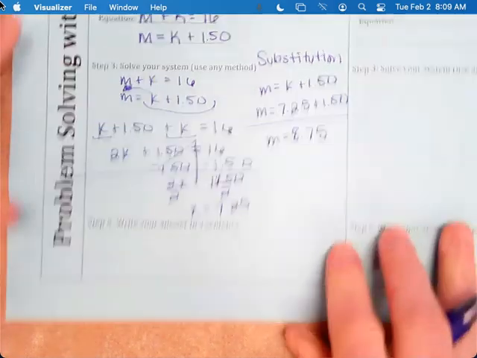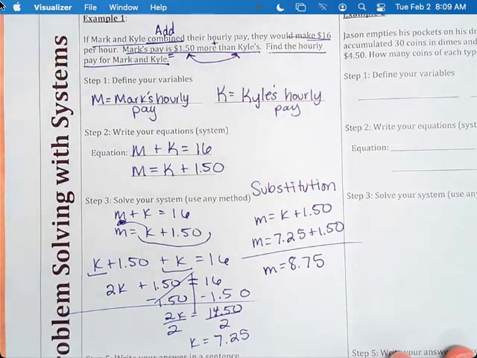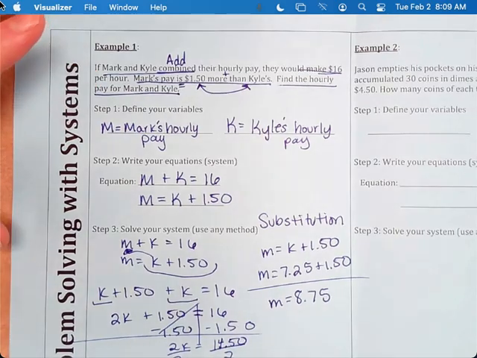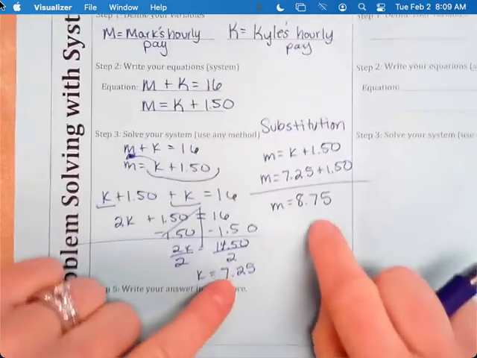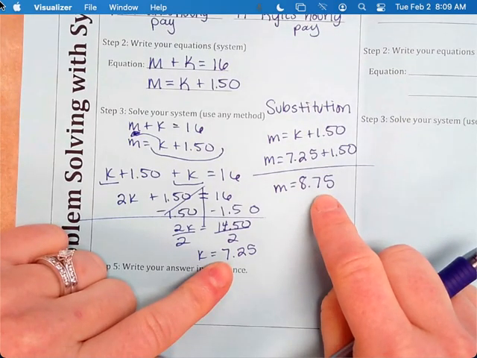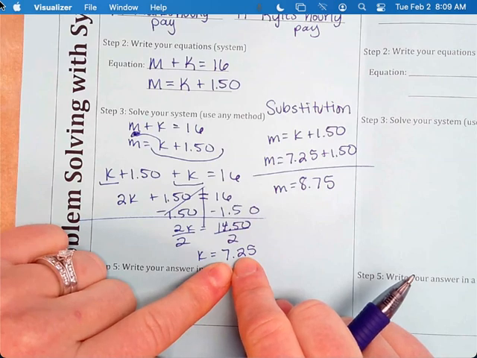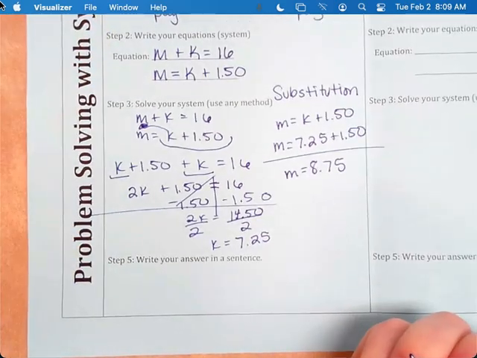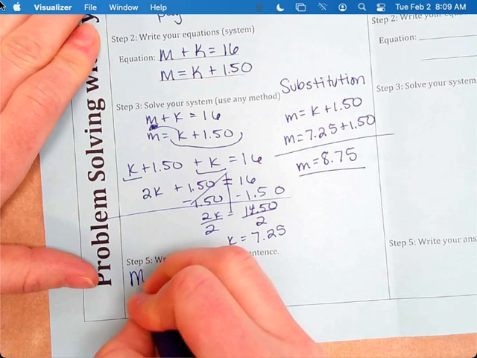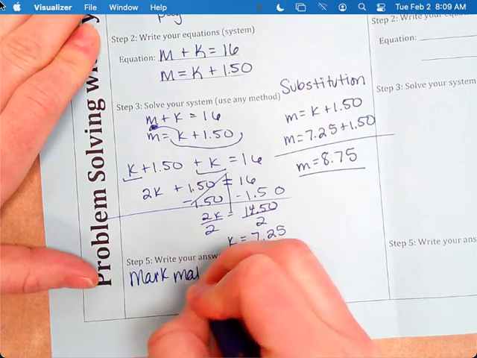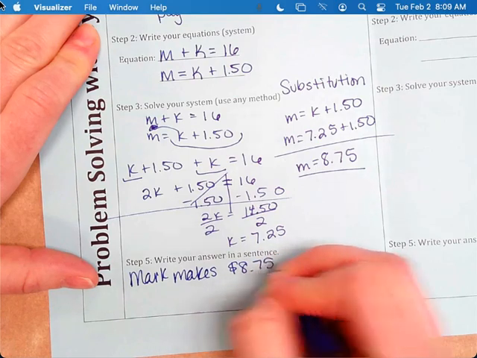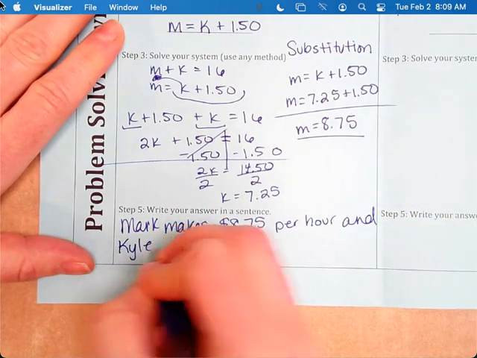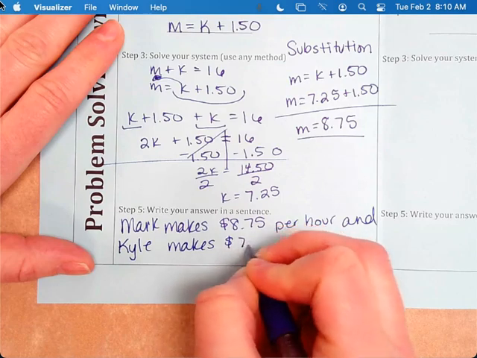So it's $1.50 more, which goes right along with what it said here. And then we just write it in words and make sure that it really, truly does make sense in here. Combined is $16. If we add these together, does that make $16? Yeah, you would take the 75 cents and the 25, making $1, making that 8 plus 8, 16. And then this is $1.50 more. Okay, so now we need to write it in words. Mark makes $8.75 per hour, and Kyle makes $7.25 per hour.